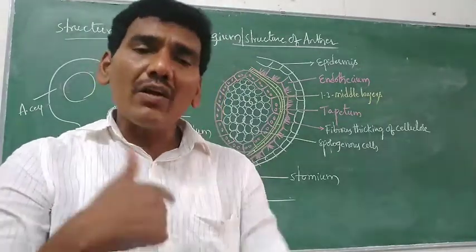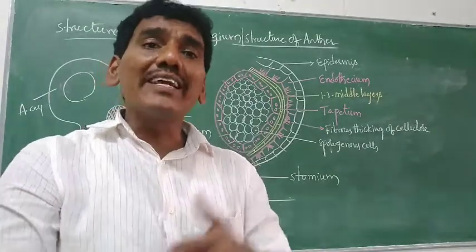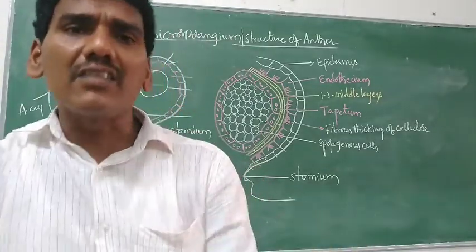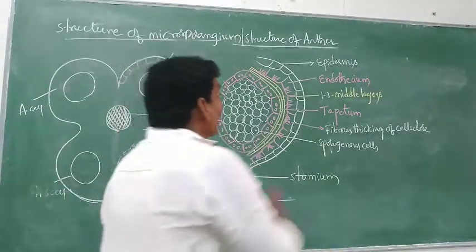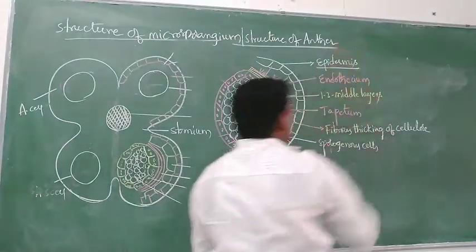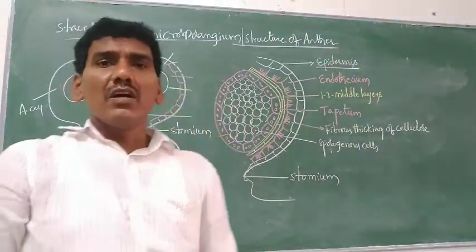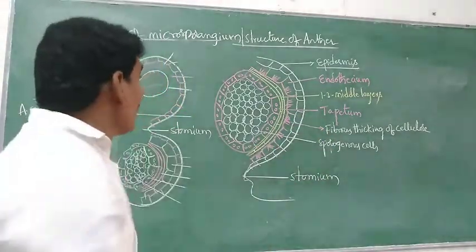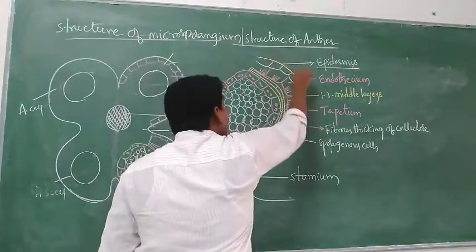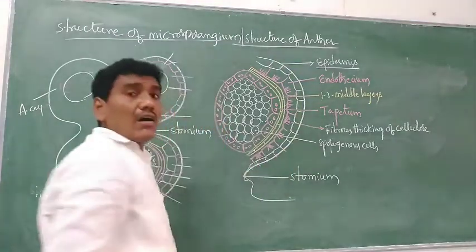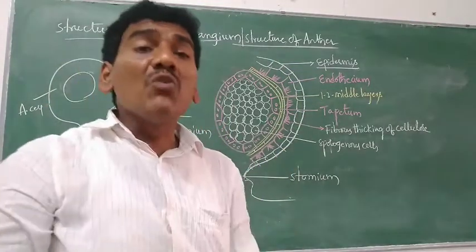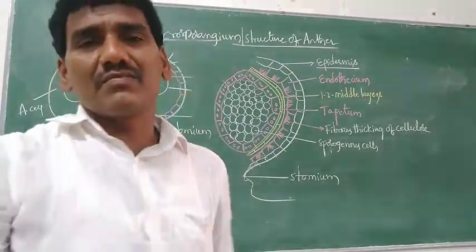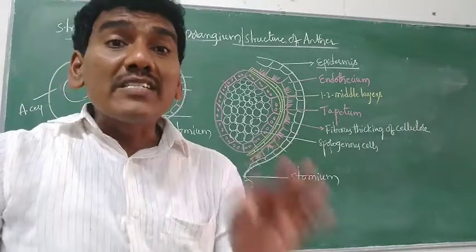Now we are discussing each and every layer of the anther. First one is the epidermis. It is the outermost layer of the anther. The epidermal cells are arranged compactly without intercellular spaces. It is one cell thick.